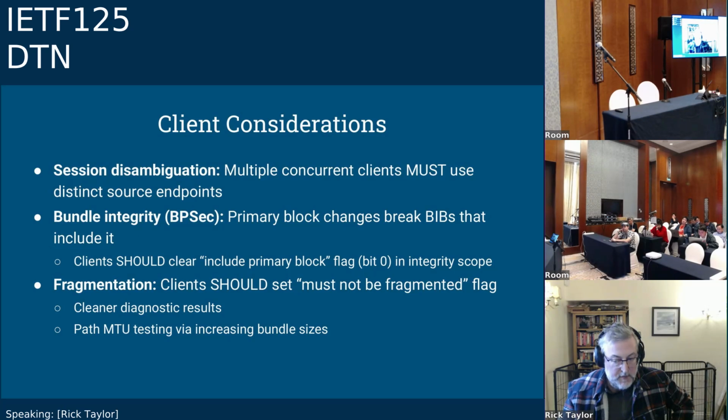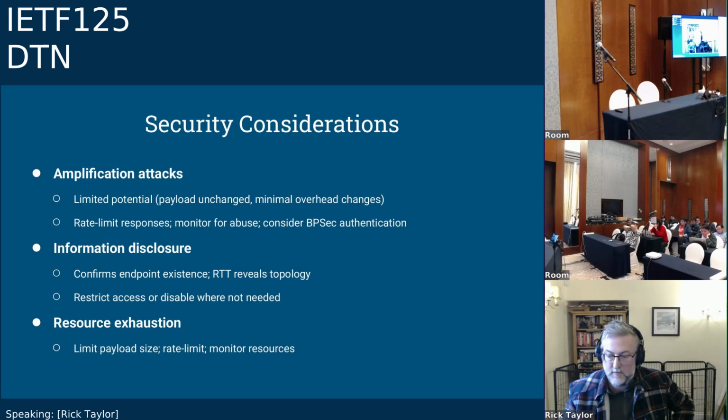So if you are using BIBs on the primary block, or using BIBs in general, do not include the include primary block flag, because the primary block will be manipulated when it is reflected, and your BIBs and your BCBs will no longer be valid, and security filters will discard them. And do not fragment. You don't need to fragment this stuff. Must not be fragmented should be set. If you want to do path MTU testing, we're going to have to work out how else to do it. In fact, actually, if you want to do path MTU testing, you do want the do not fragment set.